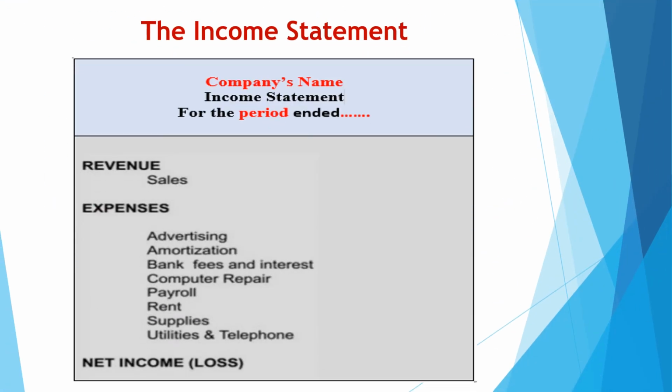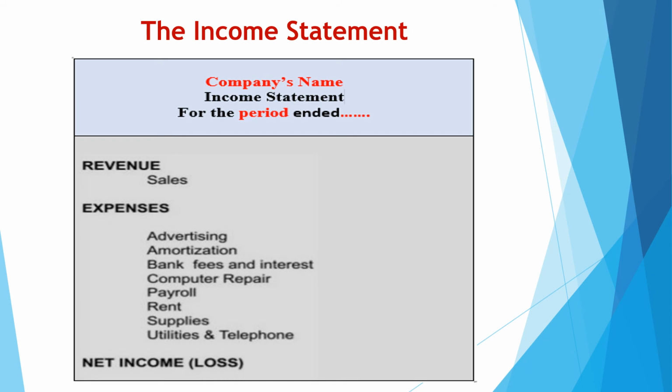Now let's have a look at the form of the income statement. We have to start with the title. The title is formed from three items. The first one is the company's name, for example, Adam Company or Adam Corporation, whatever. Then we write income statement, and on the third line we have to state the period for the income statement. For example, if we are preparing the income statement for the year 2019, then we write for the year ended December 31, 2019.